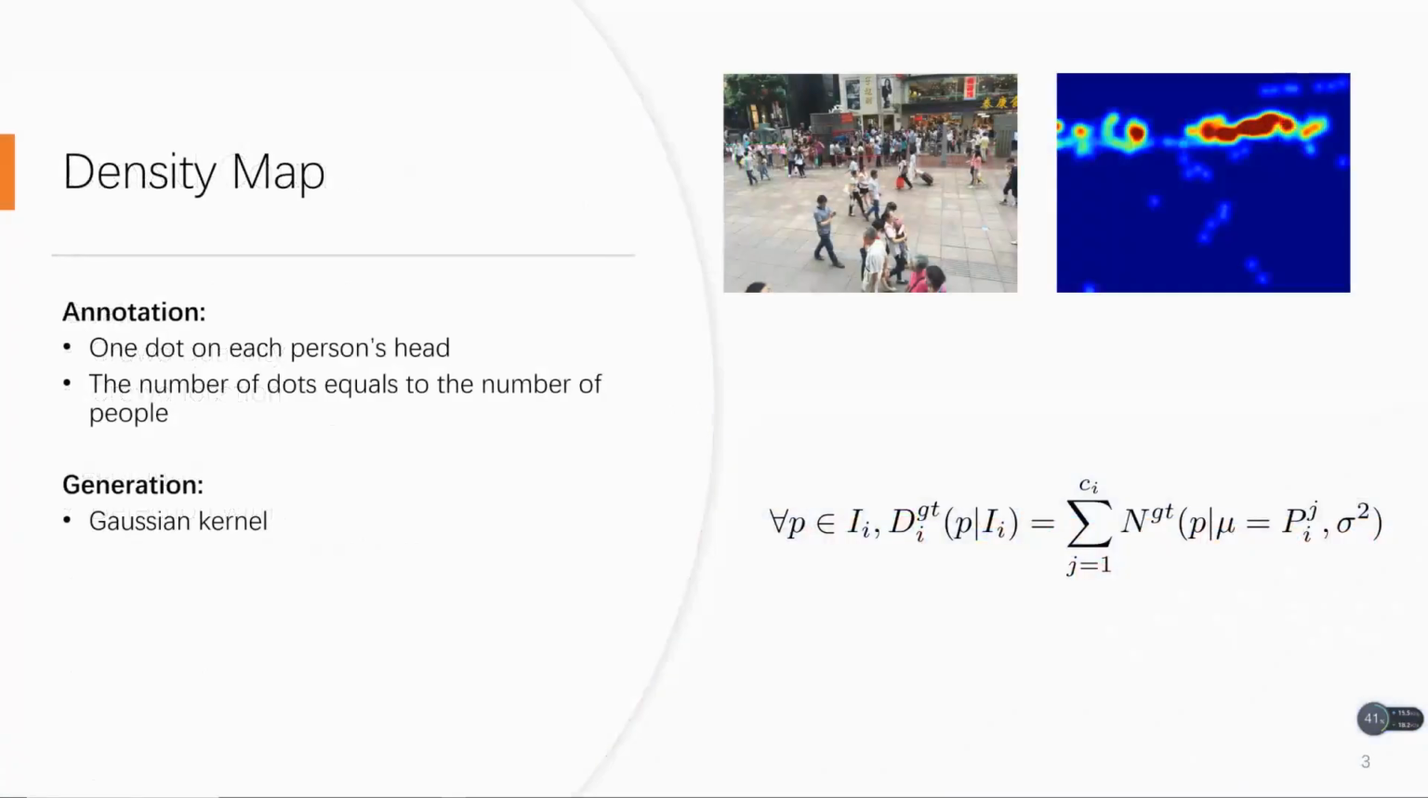So what is a crowd density map? The annotation of a crowd density map is one dot on each person's head. Therefore, the number of dots equals the number of people. We then can get the density map by a Gaussian kernel. For example here, the right image is the corresponding crowd density map of the left one.